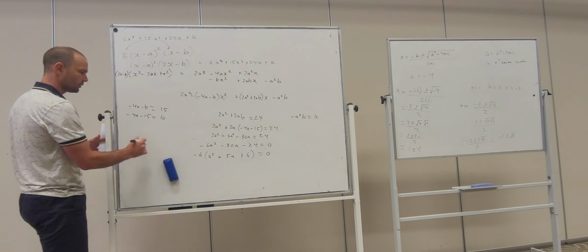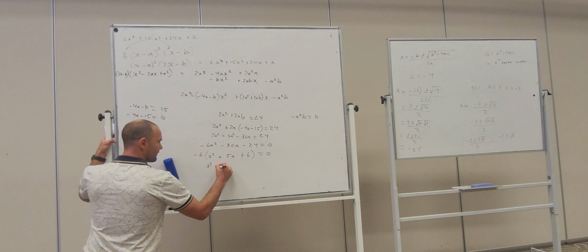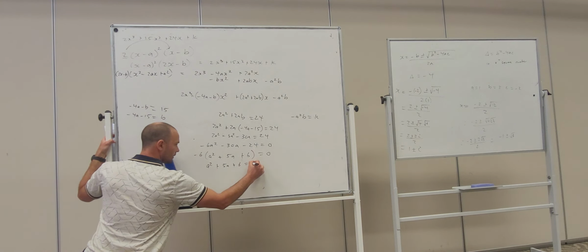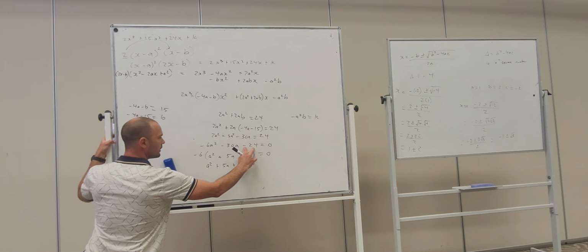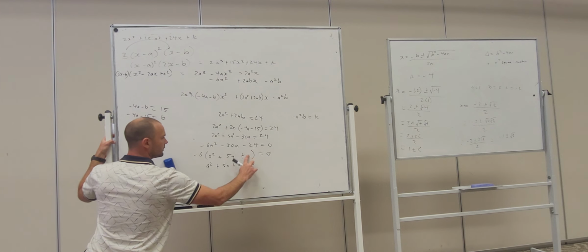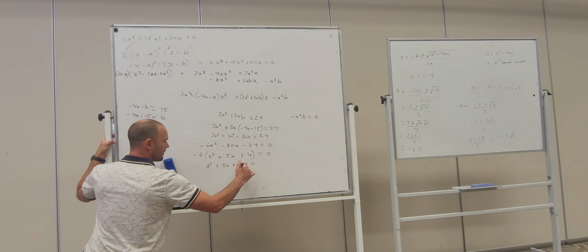We're trying to find the roots. So a squared plus 5a plus 6 is 0. It's plus 4, isn't it? Yeah, because 24 divided by 6. Good, yeah, good pick up.